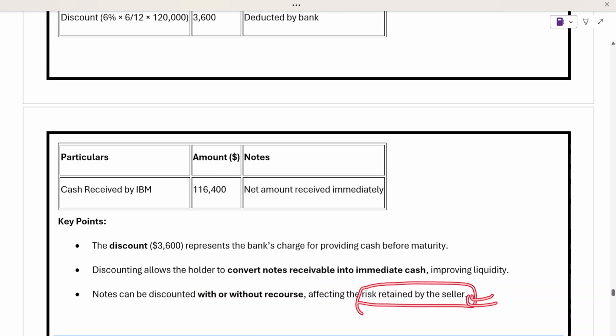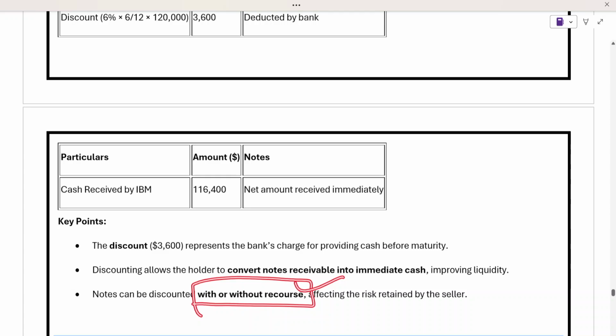Basically, with and without recourse are primarily concerned with bad debts. Some notes are sold to the bank ensuring that the bad debts will be borne by the bank, or some are sold to the bank ensuring that the bad debts won't be borne by the bank, and the bad debts will be borne by the company, IBM itself. So that depends upon whether it's with recourse or without recourse. And for this concept, we have already studied it in previous sessions.